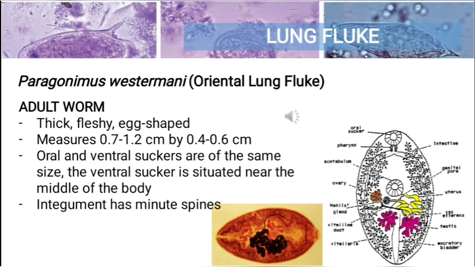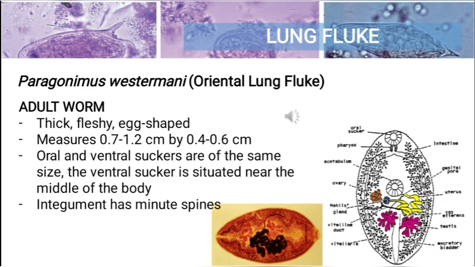Now let us proceed to the adult worm of our Paragonimus westermani. So the adult lung fluke is reddish brown in color, and it measures 7 to 12 millimeters in length, 4 to 6 millimeters in width, and 3.5 to 5 millimeters in thickness. And it resembles somewhat a coffee bean.